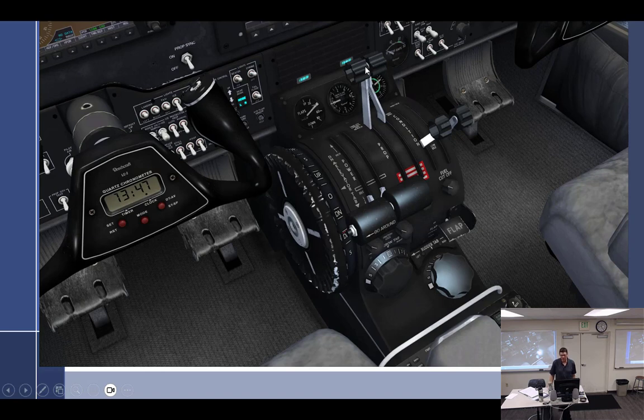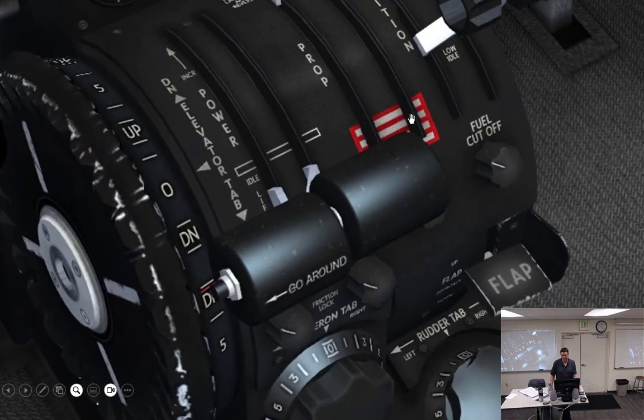So then the propeller controls. What's this back in here, this red and white striped area? What do you think that is? American flag. That is your feather position. Can you feather in flight? Yeah. I hope so. Can you reverse in flight? Yeah, you have to.